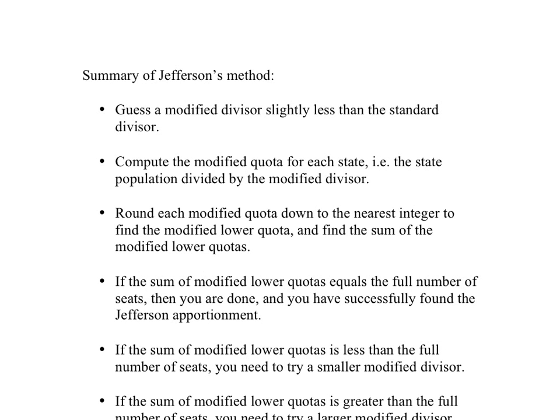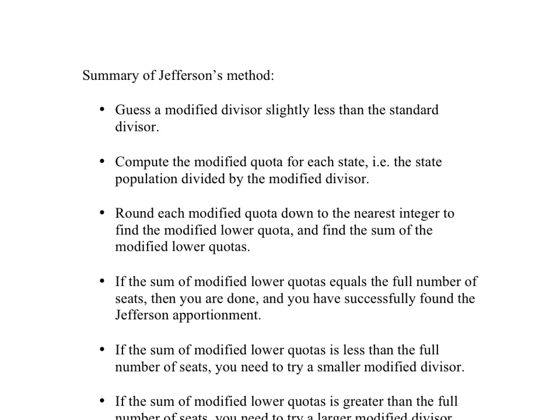Let's summarize Jefferson's method. We guess a modified divisor slightly less than the standard divisor. We compute a modified quota for each state, in other words, state population divided by the modified divisor. We round each modified quota down to the nearest integer. That gives us the modified lower quota. We find the sum of the modified lower quotas. If that sum equals the full number of seats, then we're done. Okay, and then we've successfully found the Jefferson apportionment.